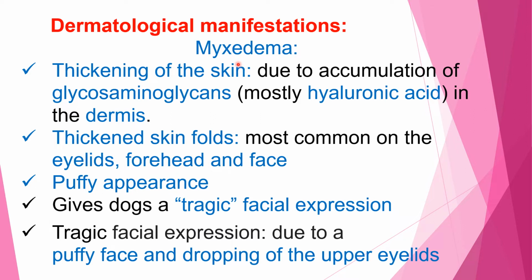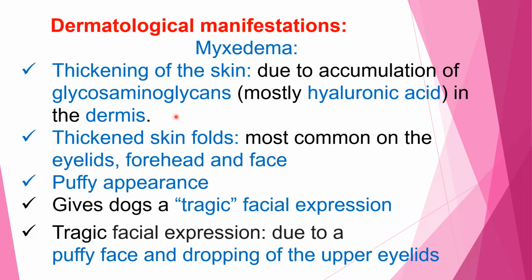One condition called myxedema is observed in many hypothyroid cases. Myxedema means thickening of the skin. This thickening of the skin occurs due to accumulation of glycosaminoglycans, that is nothing but mostly hyaluronic acid. This hyaluronic acid accumulates in the dermis and that causes thickening of the skin.